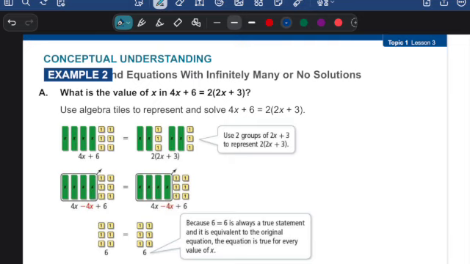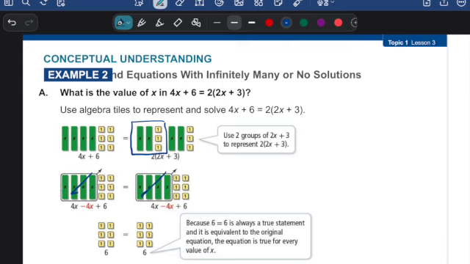We have another equation with variables on both sides, and we're going to use our algebra tiles again. So the first equation: 4 x bars plus 6 single squares, and then we have 2 of 2x plus 3. If we rearrange them, we can see we have 4 x bars on both sides.